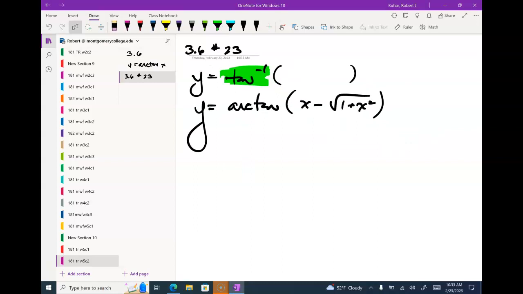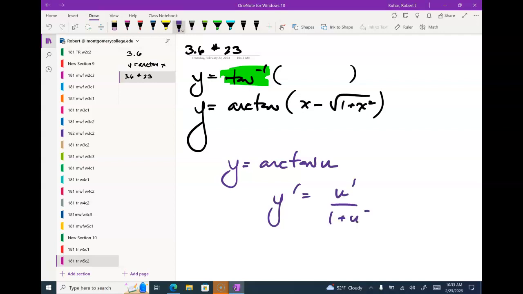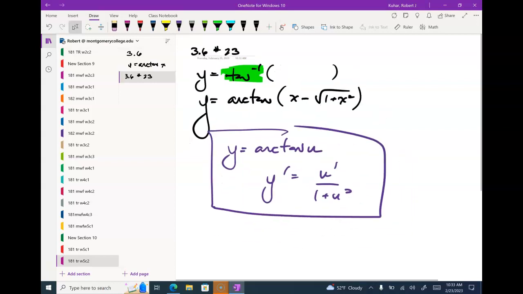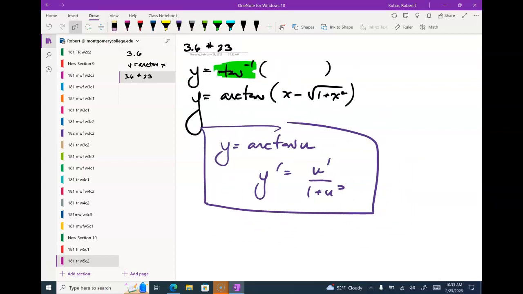Nice. What's our memorized little formula? If y equals the arctan of u, y prime is u prime over 1 plus u squared. It is that simple. That's all you need to know. And then what's your game? What's the game? Do you remember? Find u squared, find u prime. Then do the algebra.